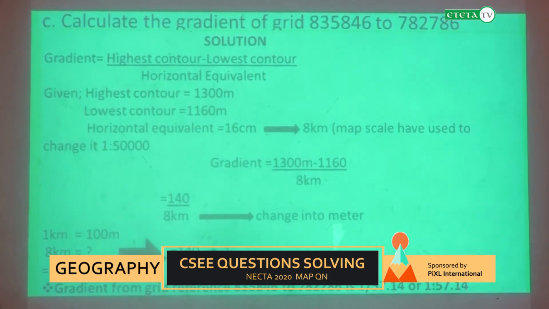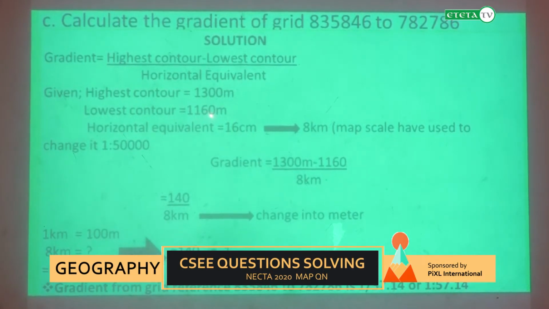So you use the normal way to find the distance. You can use the ruler itself if it is a short distance to get the centimeters. Now you can get the centimeters here. Later on you will convert them. Now here, the highest contour in the map is 1,300 meters, and the lowest contour here is 1,160 meters. Therefore, the horizontal equivalent, after measuring the distance between the 2 points, is 16 centimeters. Now this 16 centimeters should be converted into actual distance, which is in kilometers.